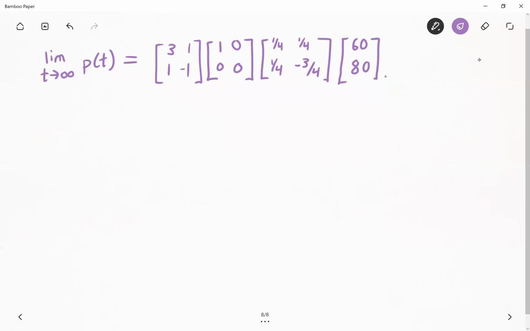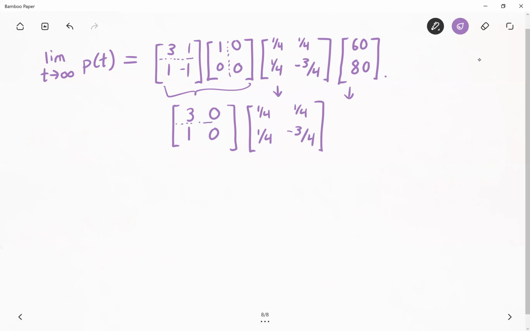All right, let's go ahead. I'm going to multiply from left to right. So multiplying these first two matrices together, and all the 1s and 0s is going to make this relatively straightforward. We've got 3, 1 dot with 1, 0 gives us 3, and 3, 1 dot 0, 0 gives 1, negative 1, 0, 0. Excellent. I'm going to drop these two down. So we've got 1/4, 1/4, 1/4, and -3/4.